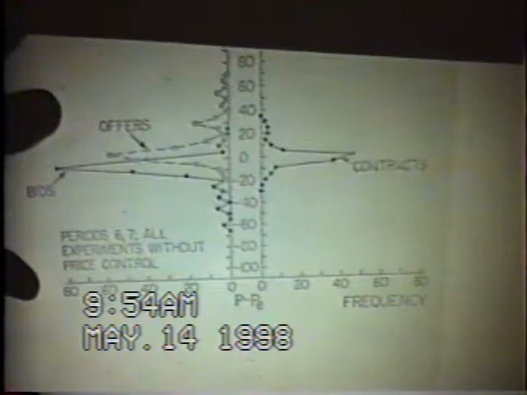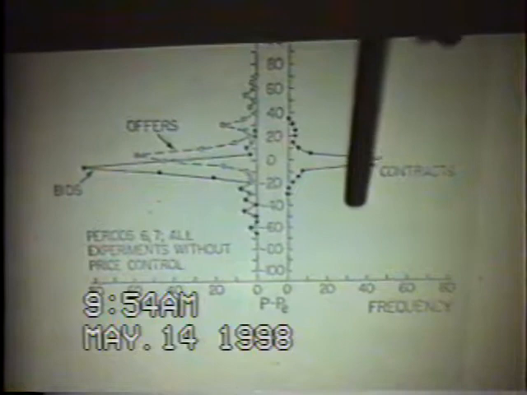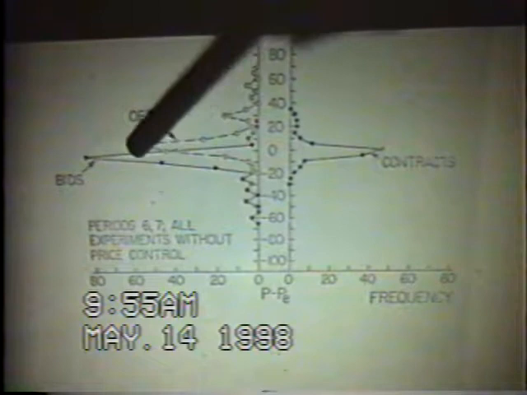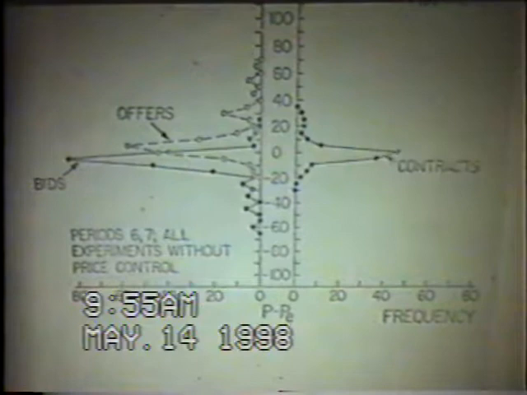Now let's see what happens in those markets. You'll notice that the distribution of bids here, that's the solid line, is below the distribution of offers, which is the dotted line. We're just taking all the offers from several periods and aggregating, okay? It's later periods in the experiment, 6 and 7, after it's kind of reached pretty much an equilibrium.